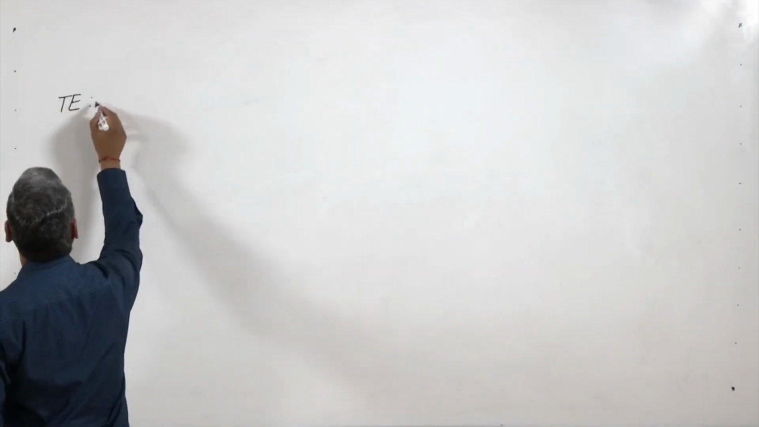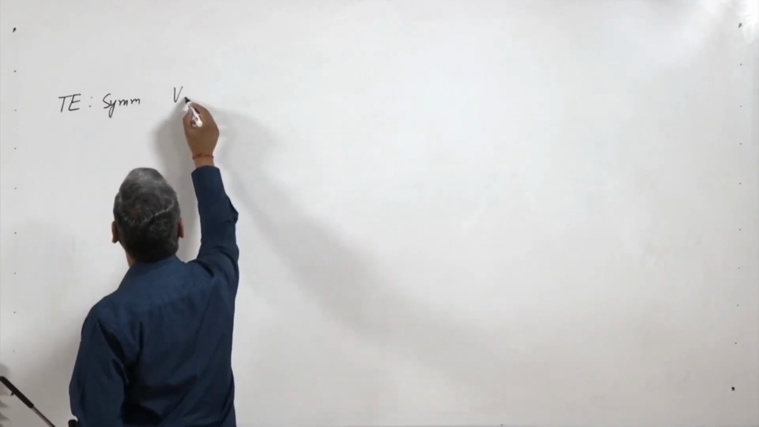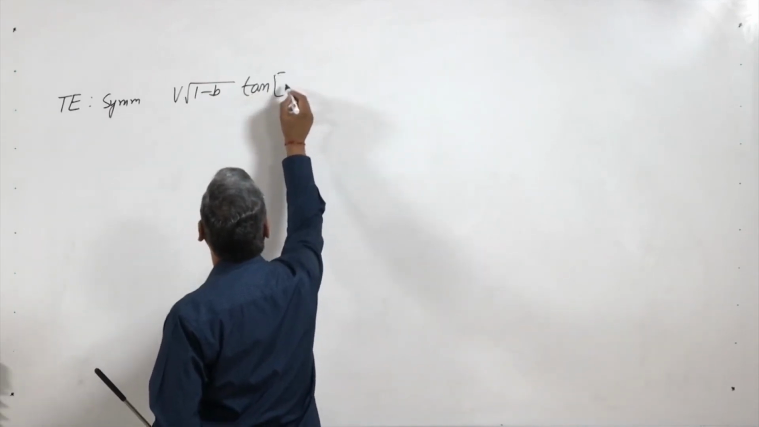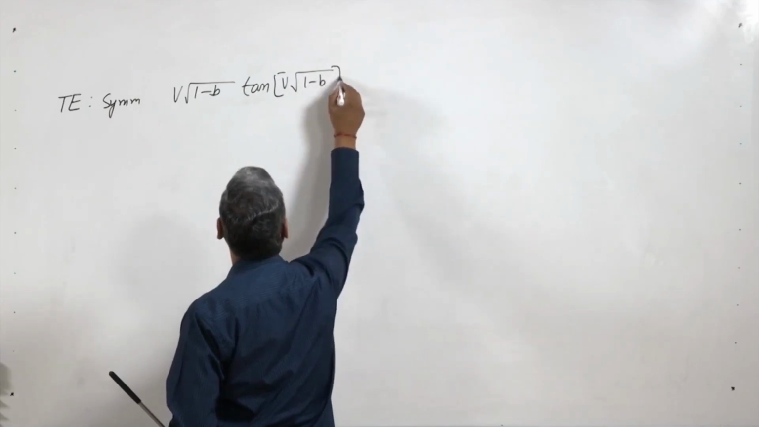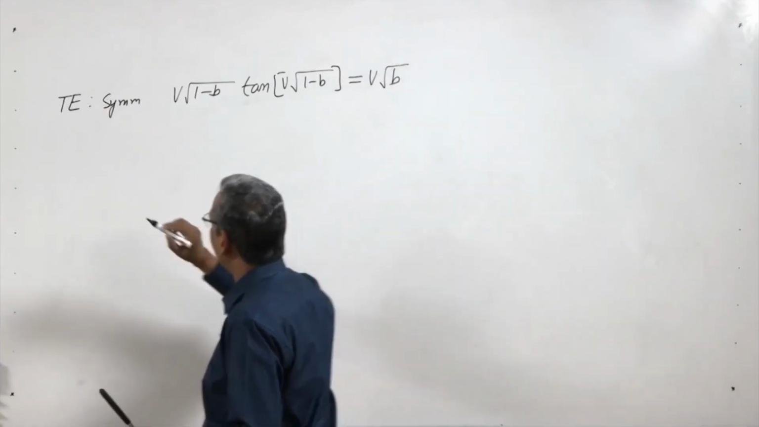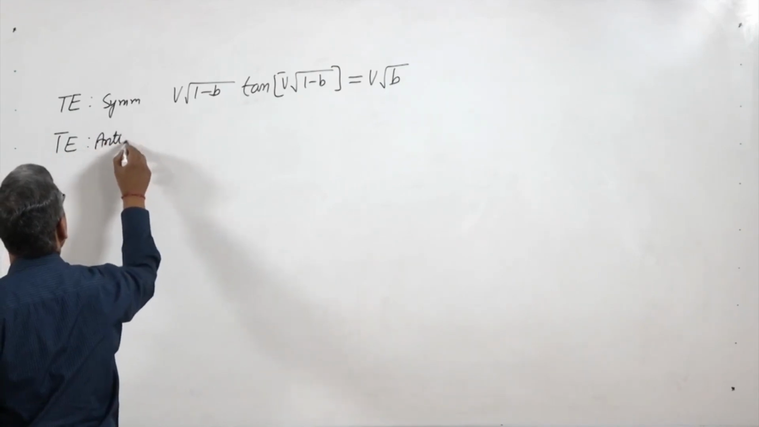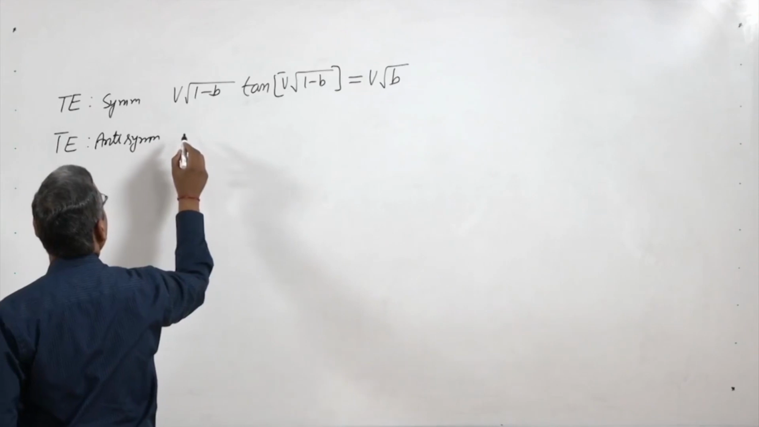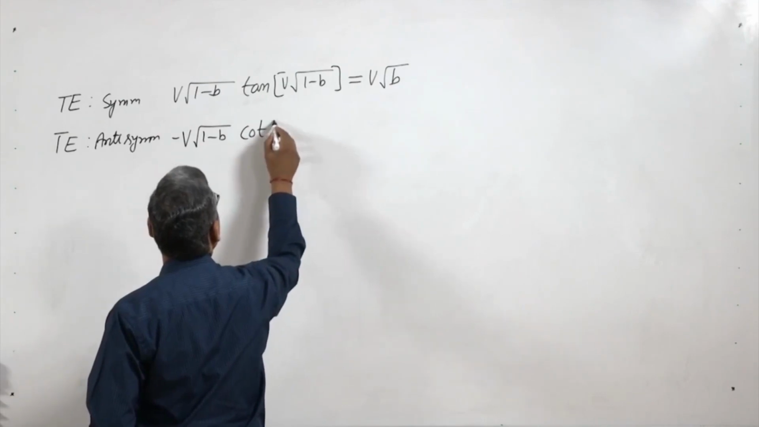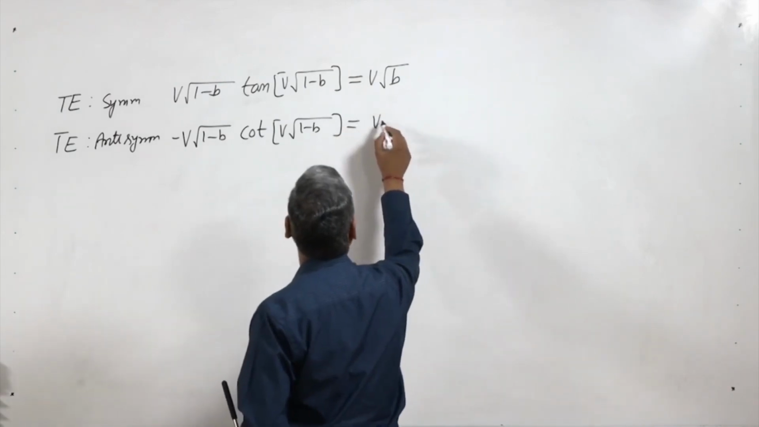TE symmetric is V square root of 1 minus B tan V square root of 1 minus B is equal to V square root of B, and TE antisymmetric is minus V square root of 1 minus B cot V square root of 1 minus B is equal to V square root of B.